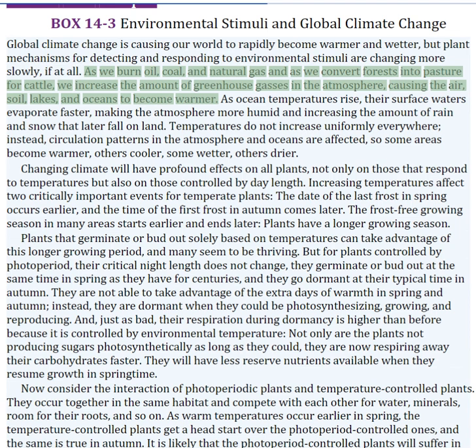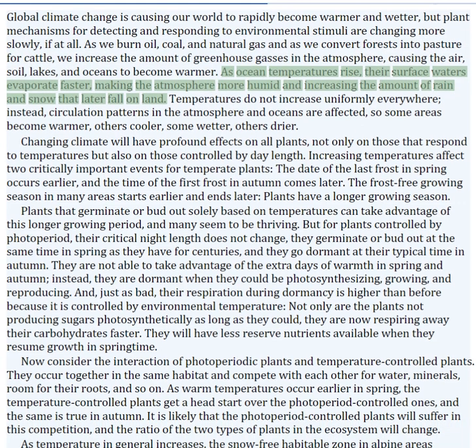As we burn oil, coal, and natural gas, and as we convert forests into pasture for cattle, we increase the amount of greenhouse gases in the atmosphere, causing the air, soil, lakes, and oceans to become warmer. As ocean temperatures rise, their surface waters evaporate faster, making the atmosphere more humid and increasing the amount of rain and snow that later fall on land.